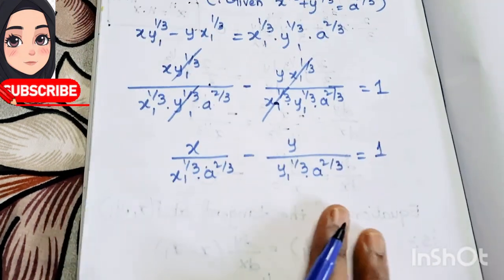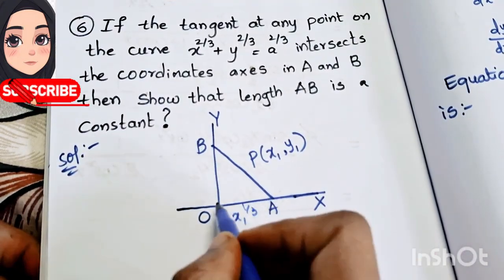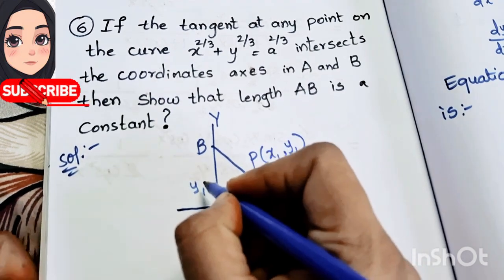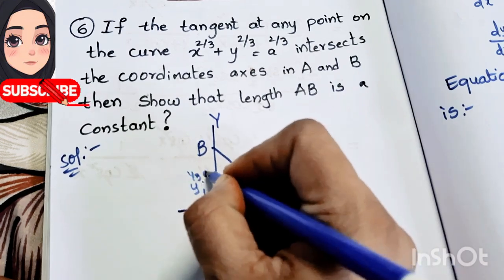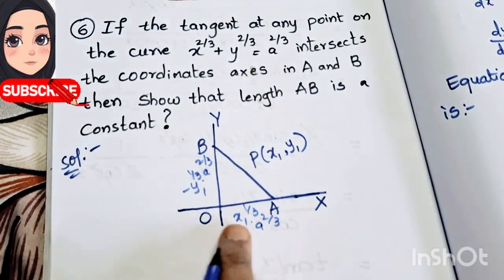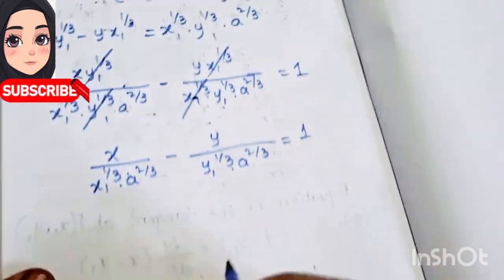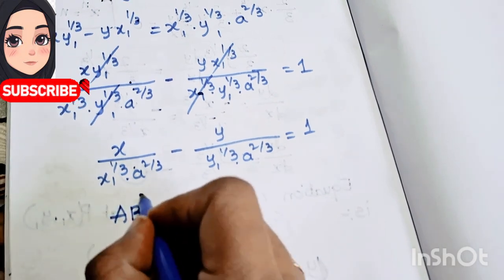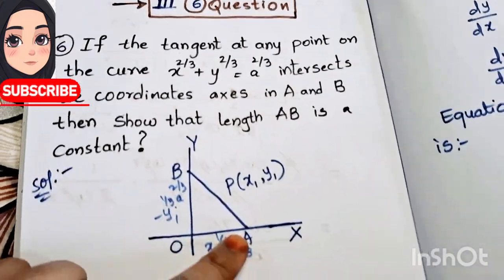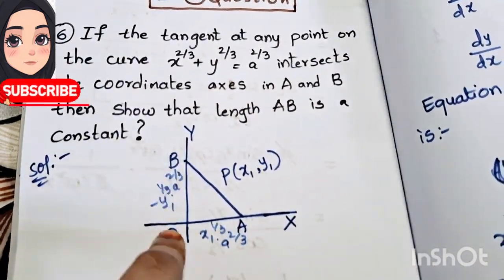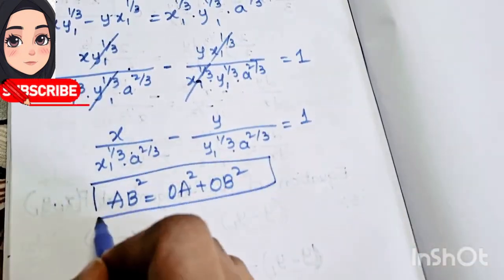Now what we have here from the figure: OA is equal to x1^(1/3) into a^(2/3) and OB is equal to y1^(1/3) into a^(2/3). Okay, I am taking these terms as OA and OB. We know the perpendicular formula, that is AB square equals OA square plus OB square from the figure. So that we have to use to get AB.